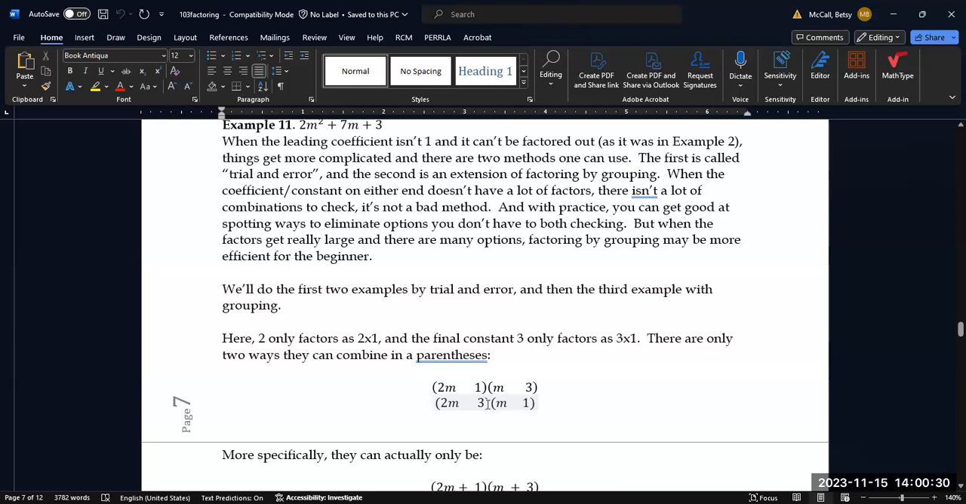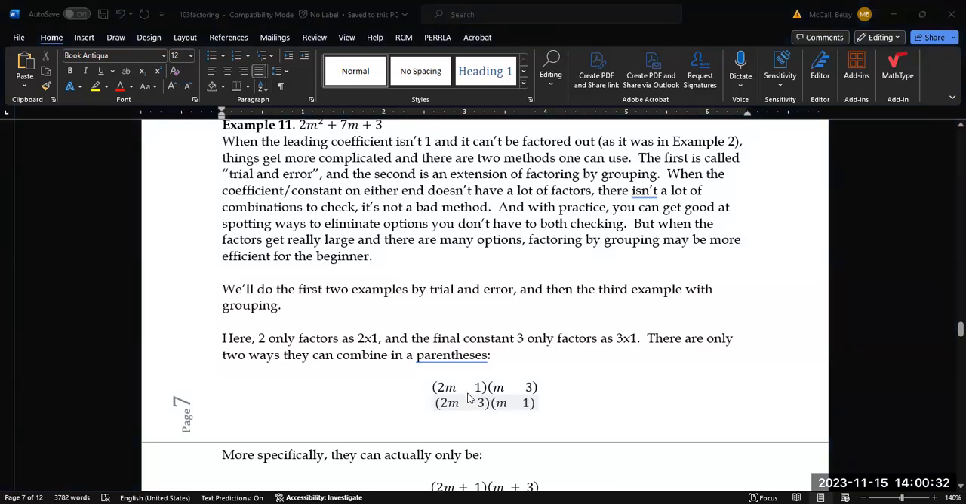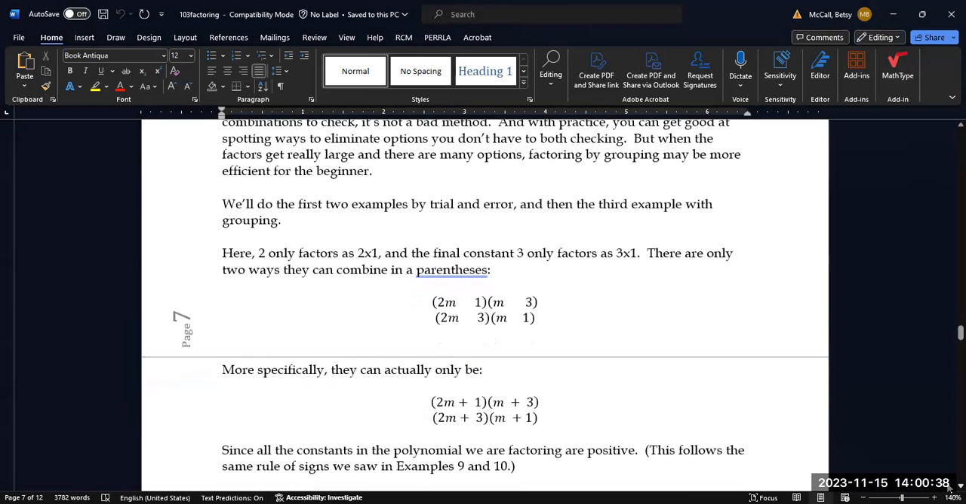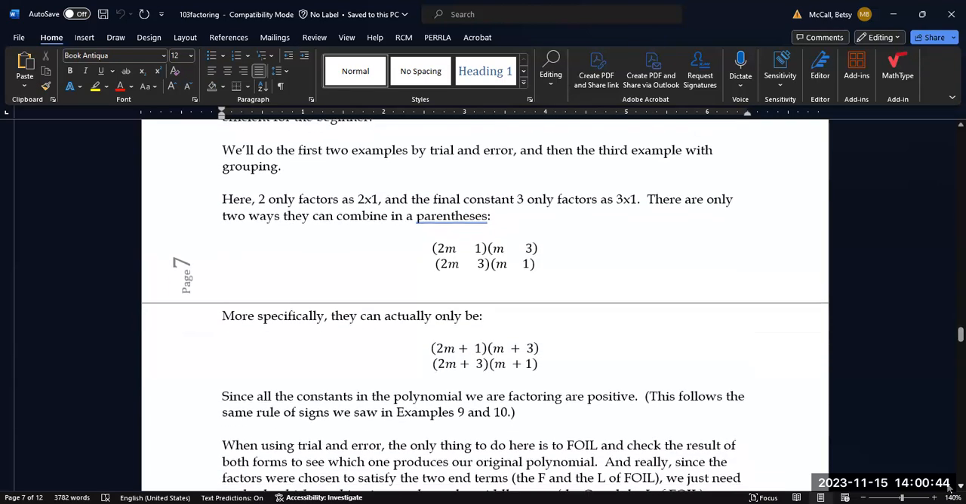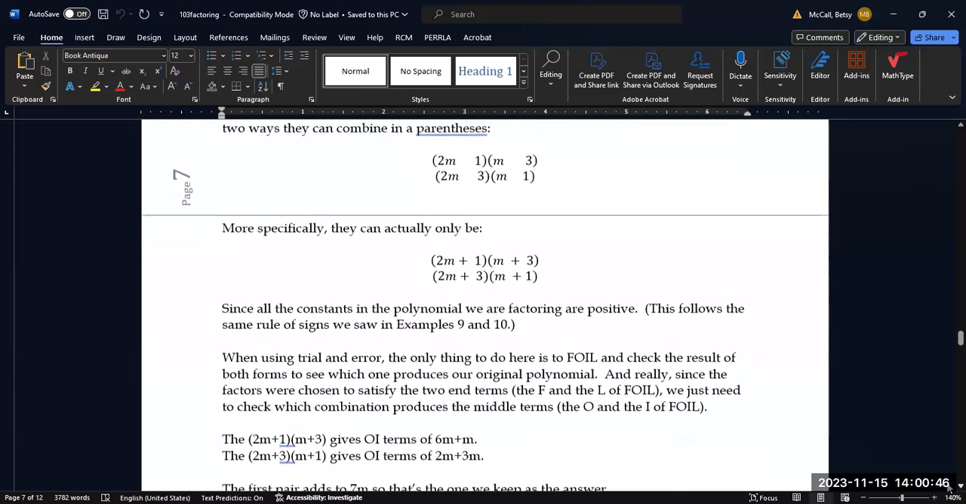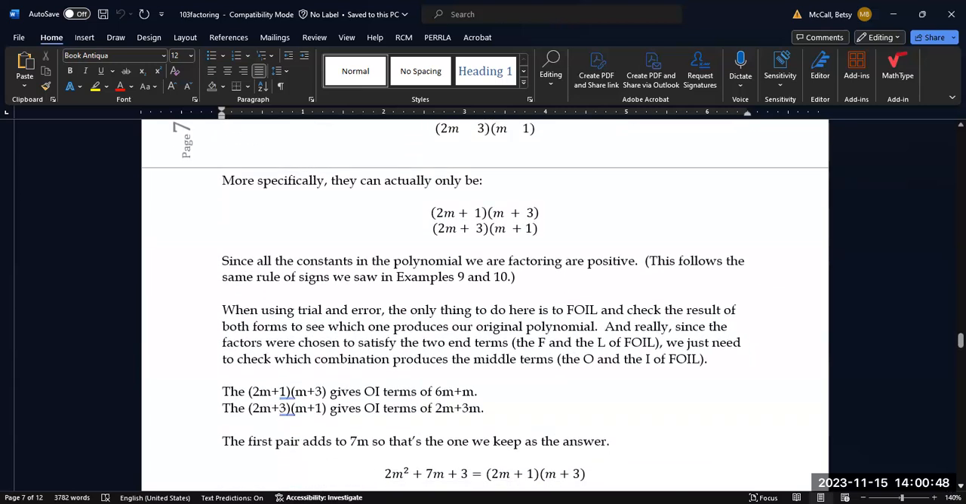And what we would have to do is just put in the parentheses, put in the addition signs, and then FOIL them out to see which one will actually get us that 7 that we need for the middle term. Now, if there's a lot of factors, this can be a lot more to check.